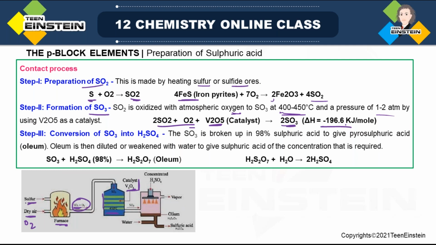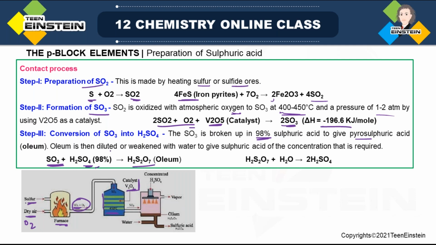And third step, it is almost the same, not exactly the same, as in the case of lead chamber. In lead chamber, the last step is SO3 reacting with water, forming H2SO4. But here, first we are converting SO3 in presence of H2SO4. So we are making H2SO4, that is fine, but we are also taking the help of H2SO4, 98%. Here first SO3 is absorbed in 98% sulfuric acid to give pyrosulfuric acid, which is nothing but oleum. Remember, this is also one of the oxoacids that we have already discussed in the table of oxoacids.